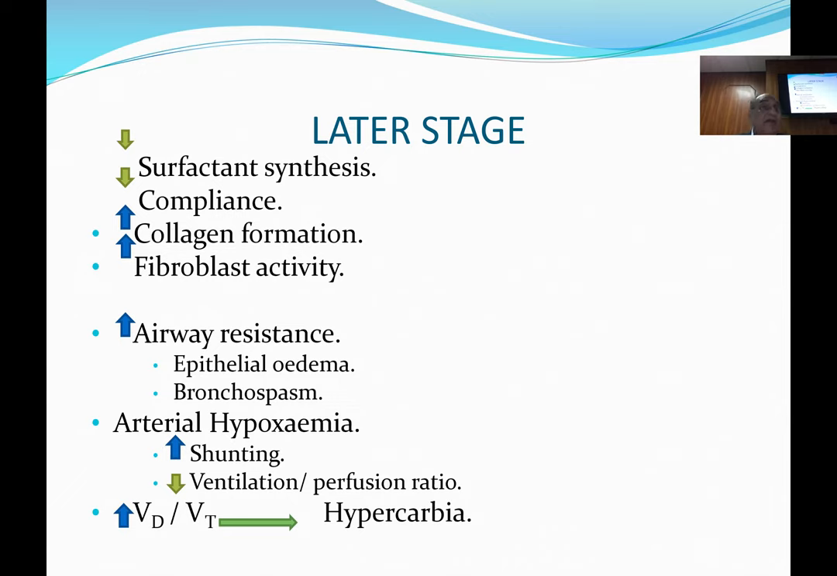Why does the airway resistance increase? Because there is epithelial edema of the conducting pathway, and then there is bronchospasm. That will increase the resistance. Then there will be arterial hypoxemia because the shunting of the blood starts and the ventilation perfusion ratio is reduced in the dependent part of the lung. So that will cause shunting. Now VD over VT is increased also, that will cause hypercarbia. So now hypercarbia starts appearing rapidly at this stage.